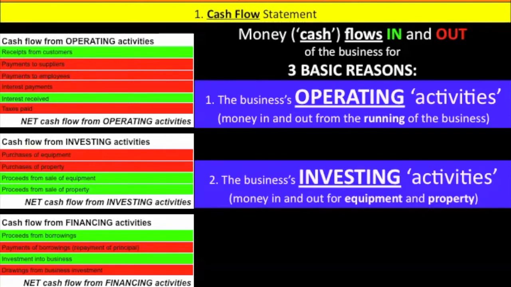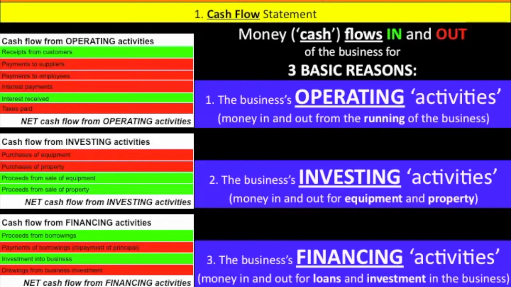There's also, secondly, the investing activities. This is money in and out for equipment and for property. You can see it's very simple there. Purchases of equipment and property are red. They're cash outflows. You buy equipment, money goes out of the bank. You buy property, money goes out of the bank. And you can also sell the equipment of the business. It's not going to be a common thing. Hopefully I'm not constantly selling the property of the business. But it is a cash inflow if you do sell that.